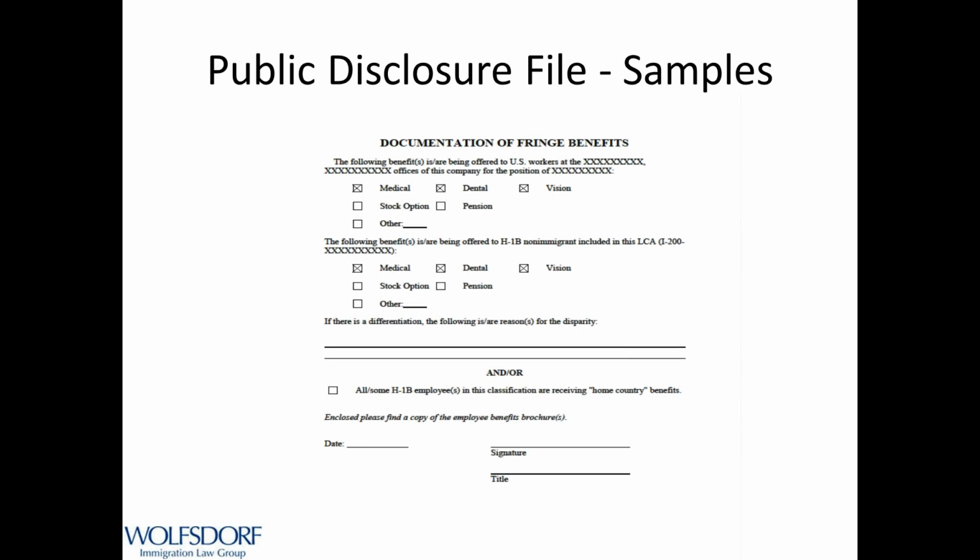Here is a sample of the documentation of the benefits offered to the foreign national. As you can see, it has the LCA number there. So this is something that would not be personally identifiable for the person publicly, but is able to, in the event of an investigation, be linked with the non-public documents that are associated with it. In this case, all U.S. workers in that particular position or in same or similar positions in those offices of the company were offered medical, dental, and vision. Similarly, then, that H-1B employee was offered medical, dental, and vision.